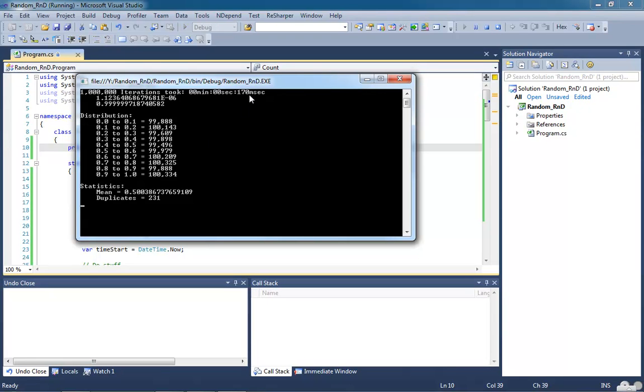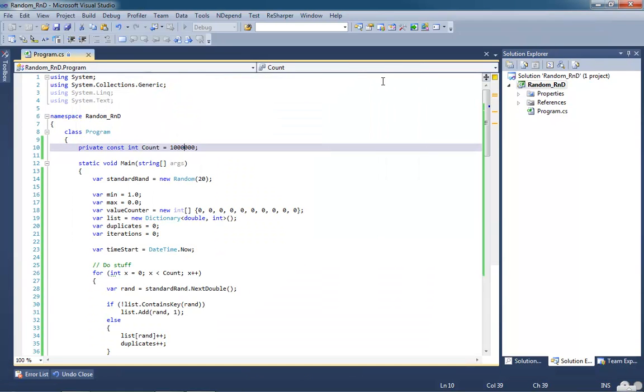170 milliseconds. And we're starting to even out quite nicely throughout the range. We're still at 0.5, very close to 1 and very close to 0. Not exactly, but very, very close. Right. And 231 duplicates.